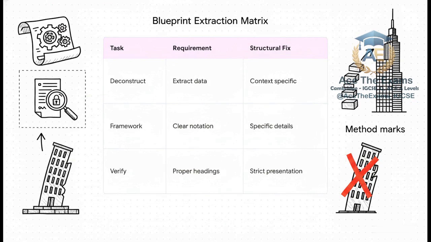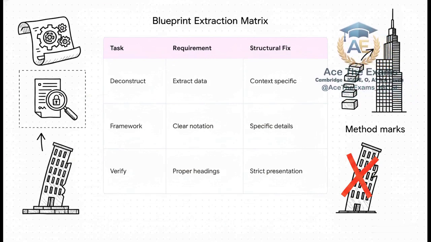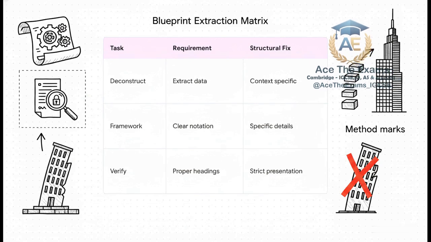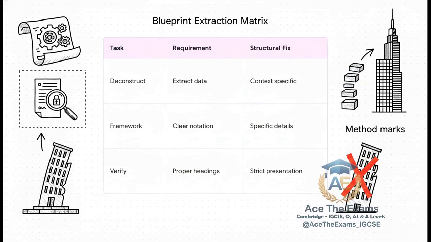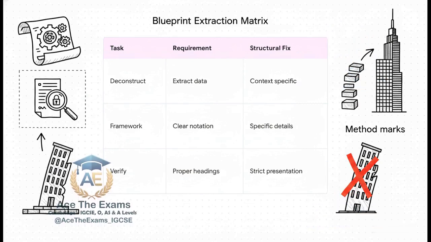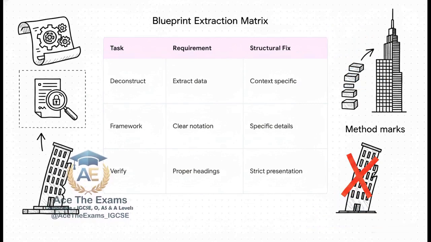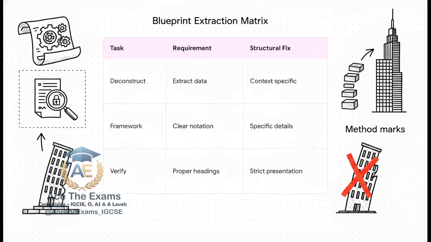Imagine a 60-second visual countdown timer ticking down right now. I am challenging you to identify the single most high-yielding core metric required to secure your method marks, based on everything we've covered today. Look closely at the 3 tasks: question deconstruction, framework execution, and verification. Look at their corresponding requirements and the structural fixes.